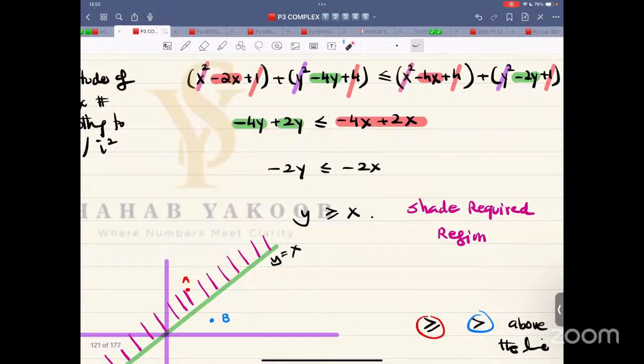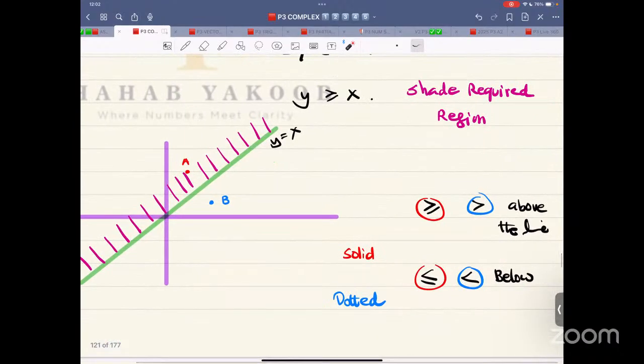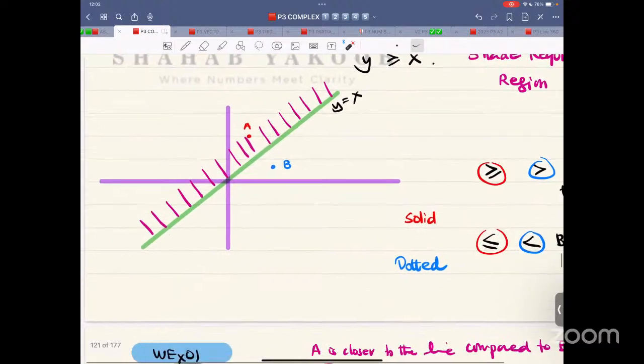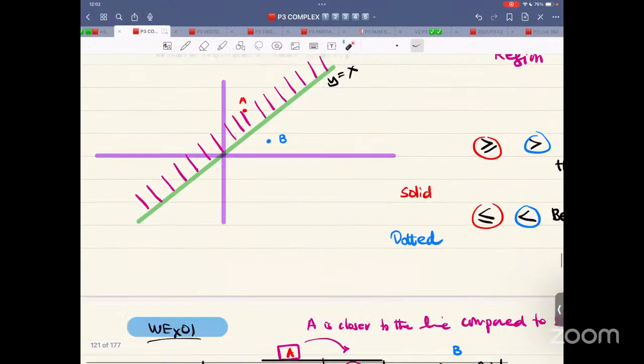What are we getting? The inequality always has to be written from the perspective of y, and y should be on the left-hand side. So y is greater than or equal to x. We shade the required region in this one. Keep that in mind. So over here, greater than or equal to means above the line. Lesser than or equal means below the line. Solid, dotted, take care of that. So that is how you're getting it.